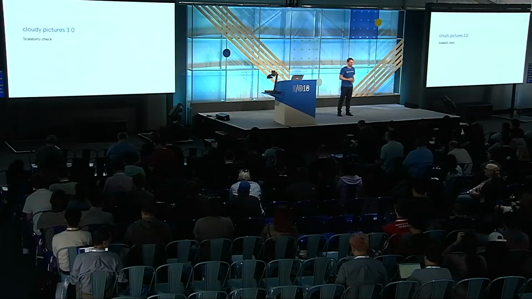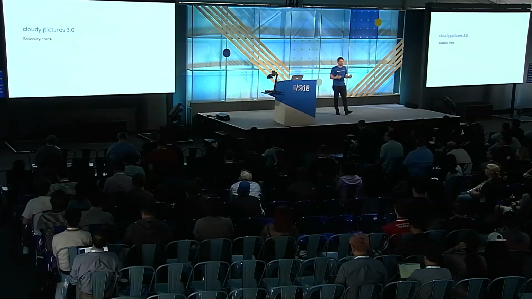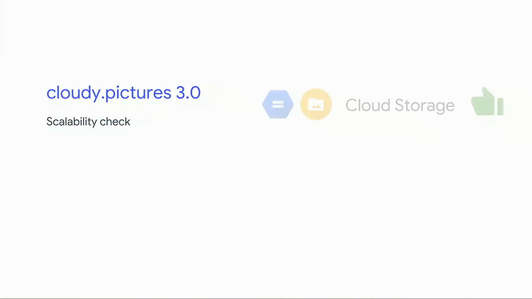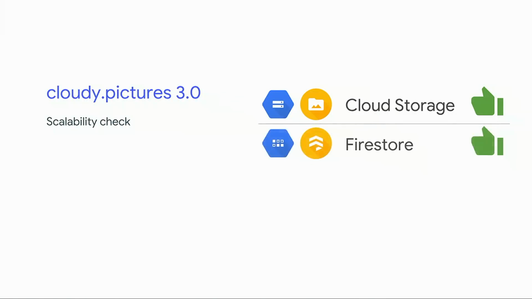Now the next step is my app goes viral, right? So now what we want is a scalability check. When I build my Cloudy Pictures 3.0, I want it to be scalable for a large number of people. So let's check. Cloud Storage is scalable. Cloud Firestore, or Firestore on Firebase, is also scalable. It is a multi-tenant service. You don't have to pre-provision any resources. You basically just use it with your application, and the more you use, it will scale with your needs.